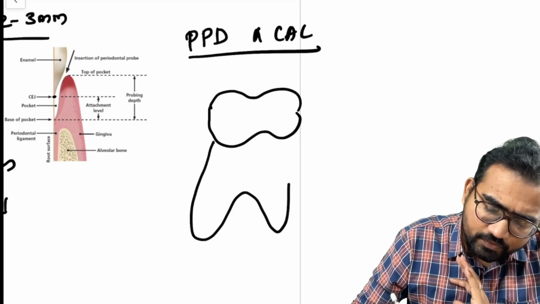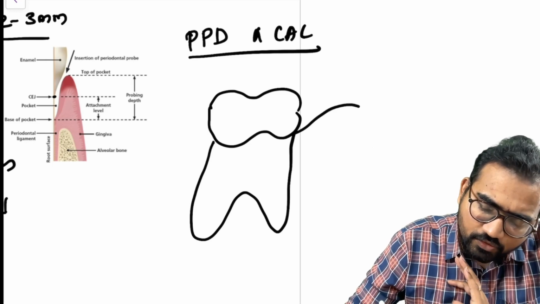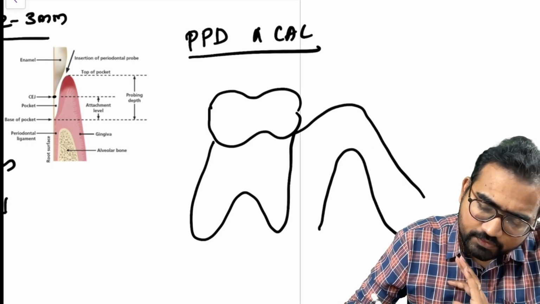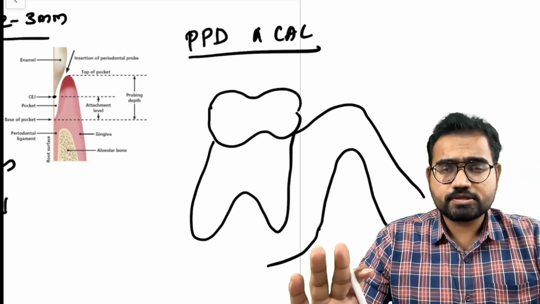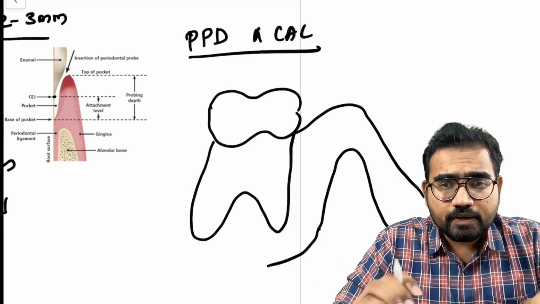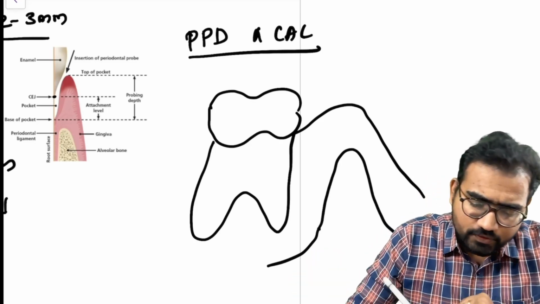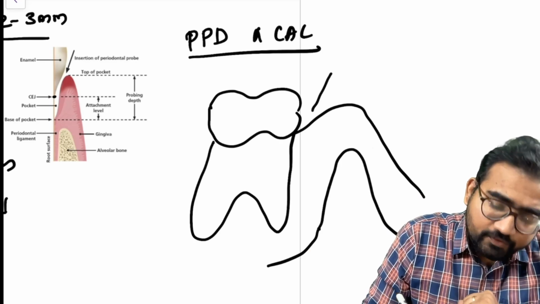Let us assume this is a normal patient, who is not having any bone loss and no attachment loss. So what I'm going to do is take a Williams probe.